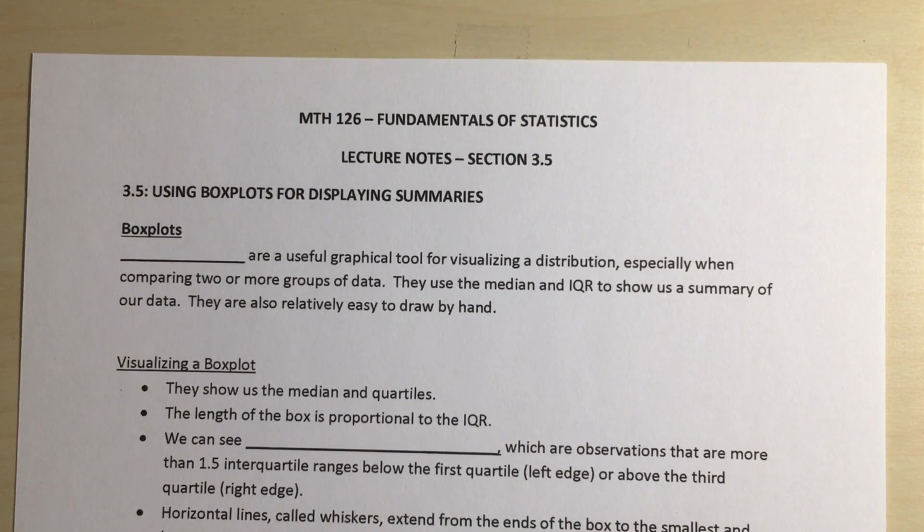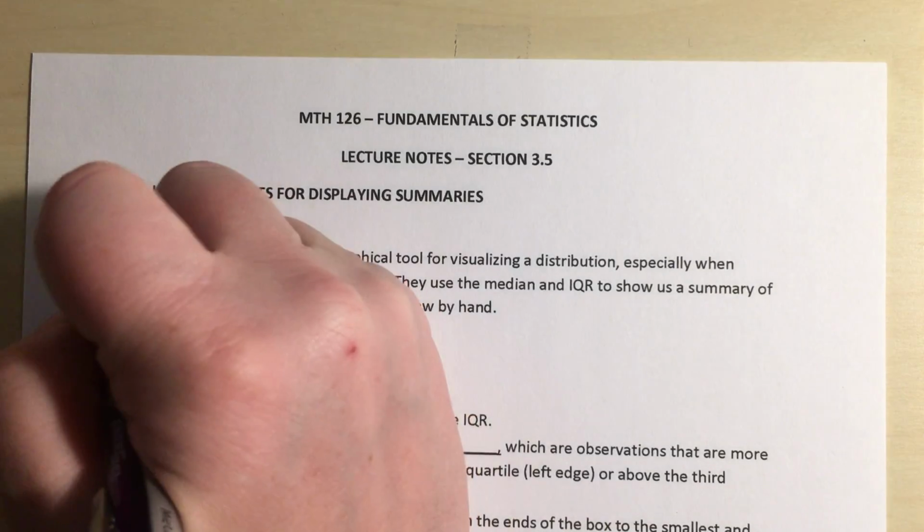So in section 3.5, we're going to look at another type of graph or visual image to look at our data set and our distribution. What we're going to be looking at in section 3.5 is box plots.